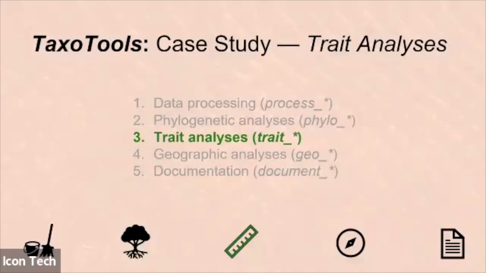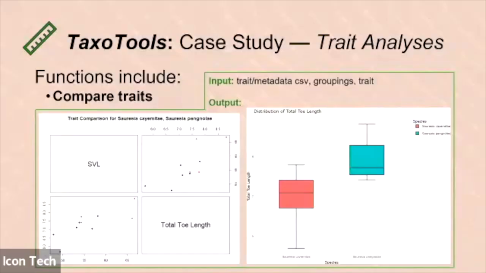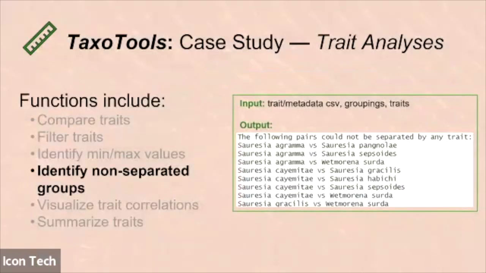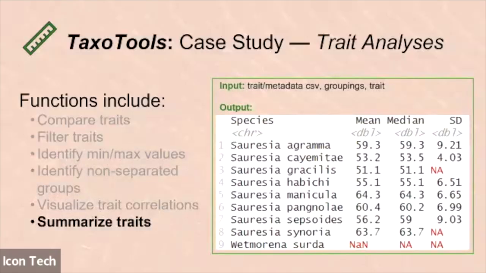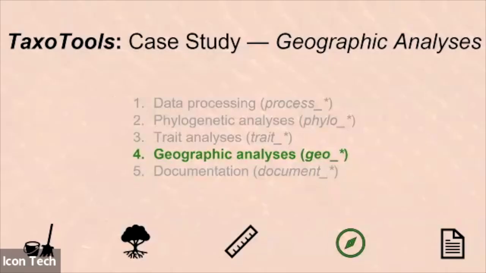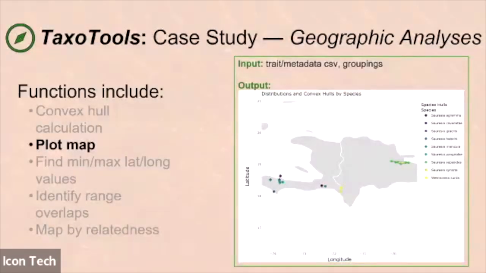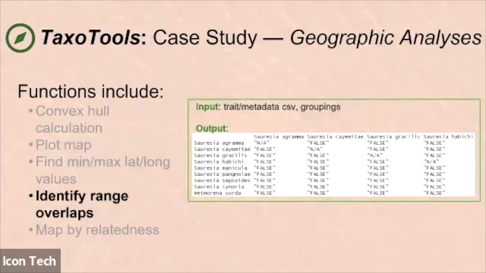For trait analyses, again, for most of my work, I use morphology, so that's what I'm looking at here. With 1 function, we can compare traits, looking at both scatter plots and interactive box plots. We can identify groups that aren't separated by a given set of morphological traits. And we can easily summarize traits. For geographic analyses, we can plot distributions and map convex hulls on top of them in an interactive map. And in a table, we can print which groupings have overlapping distributions.